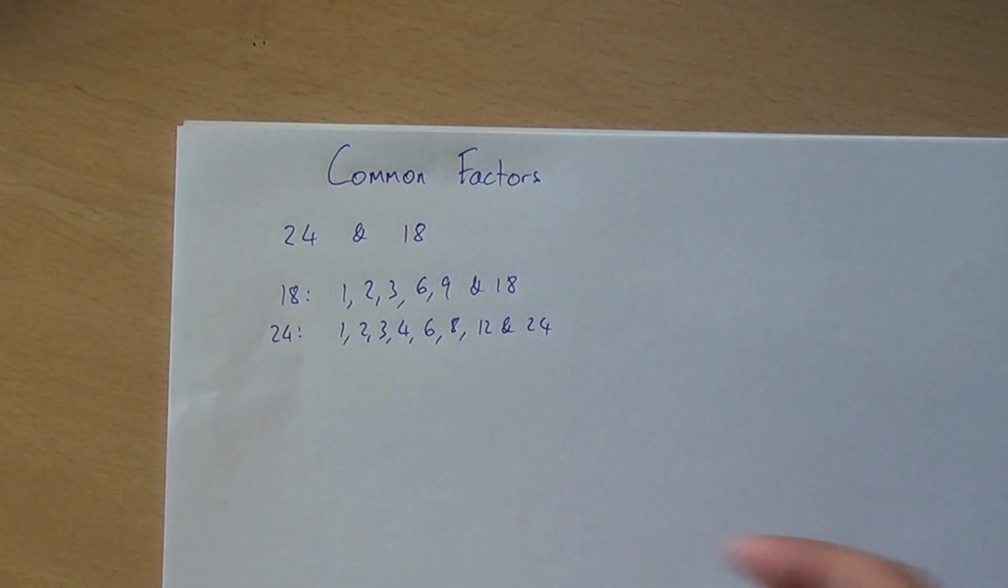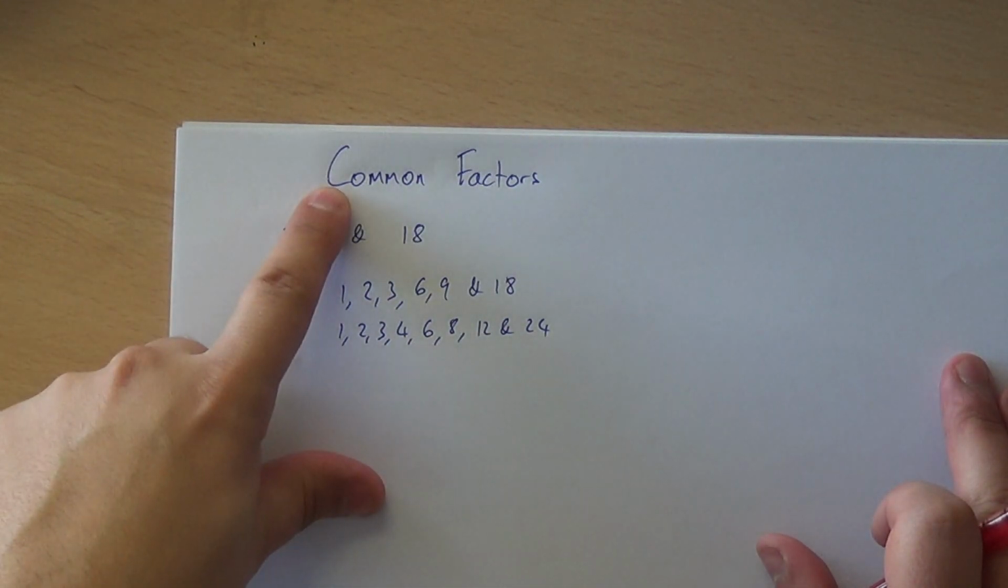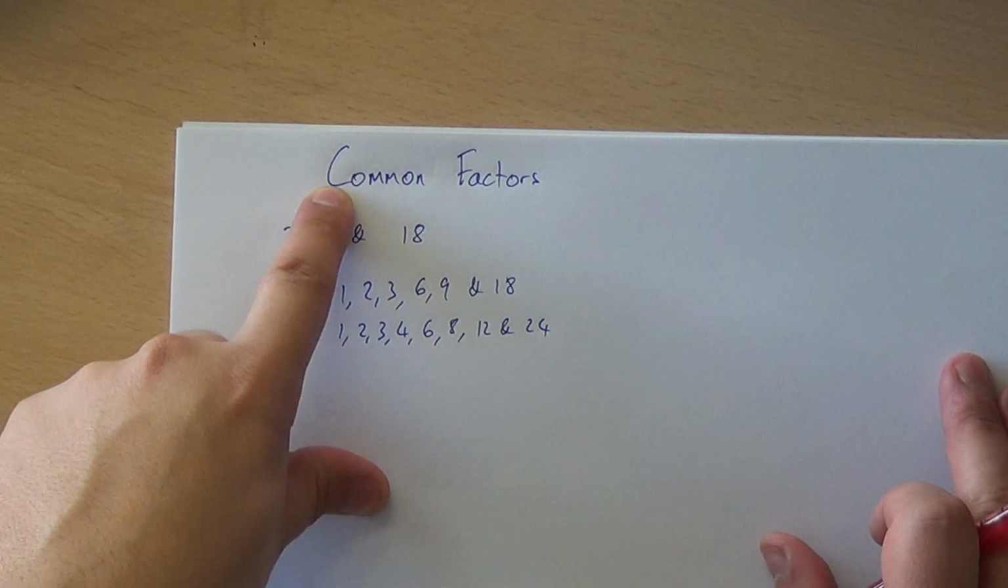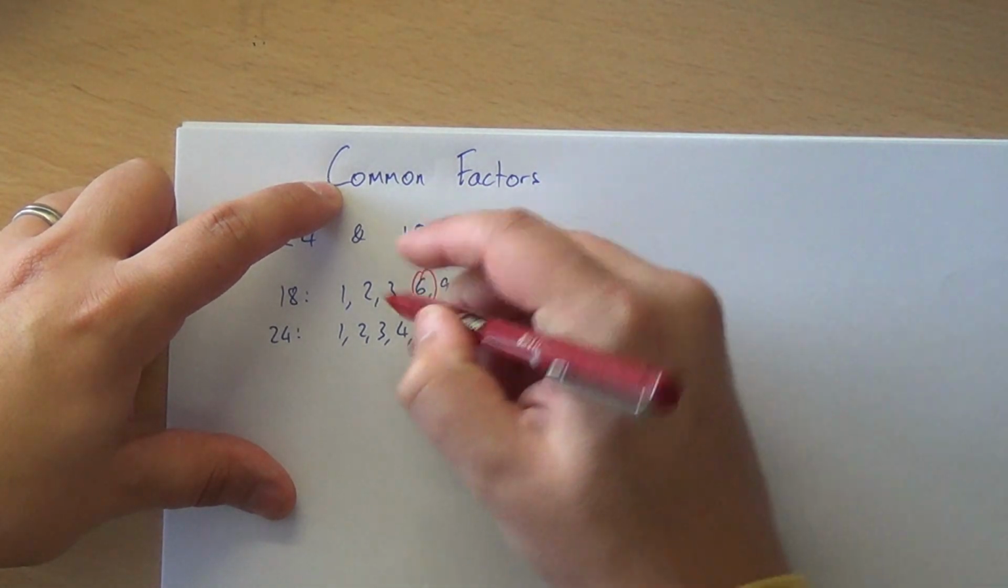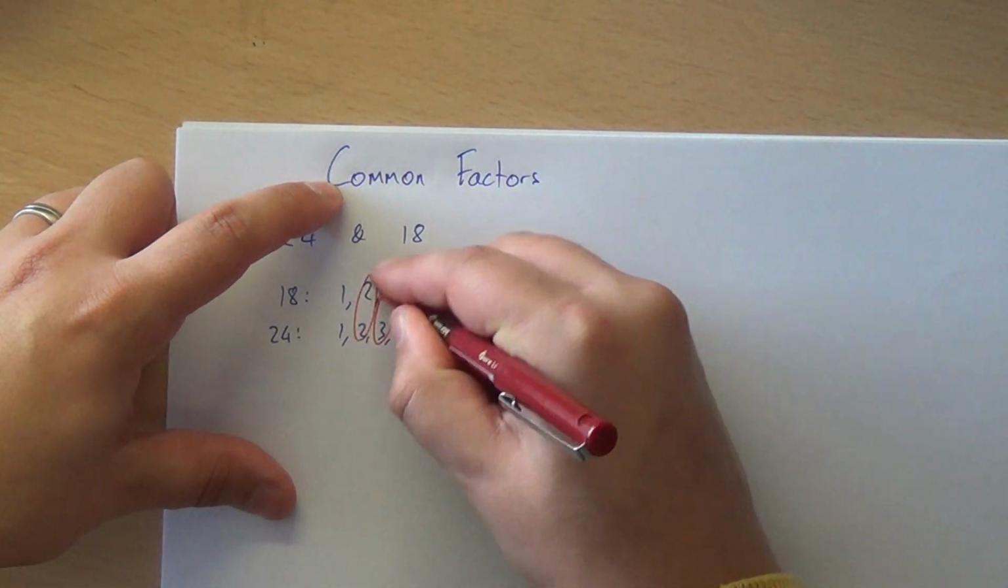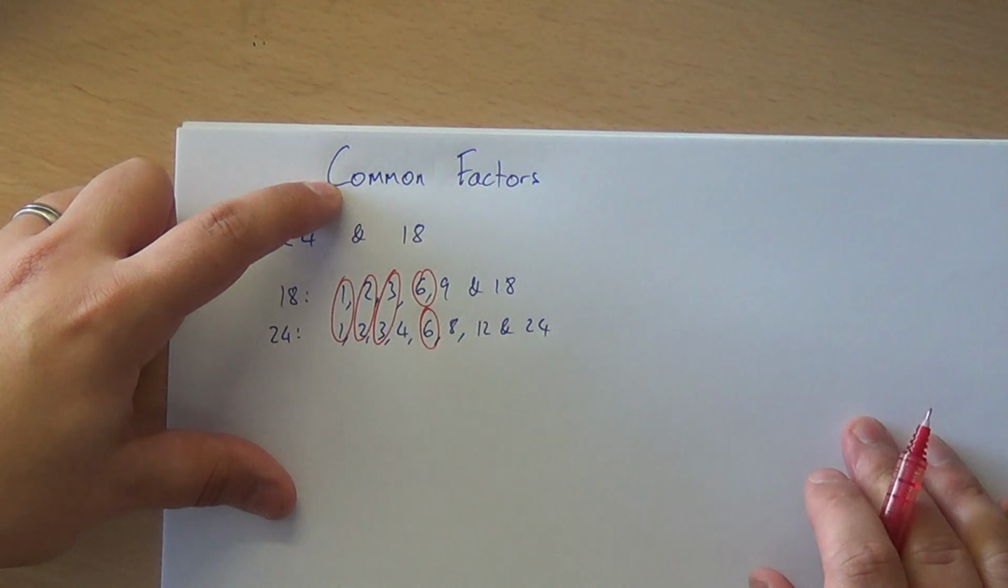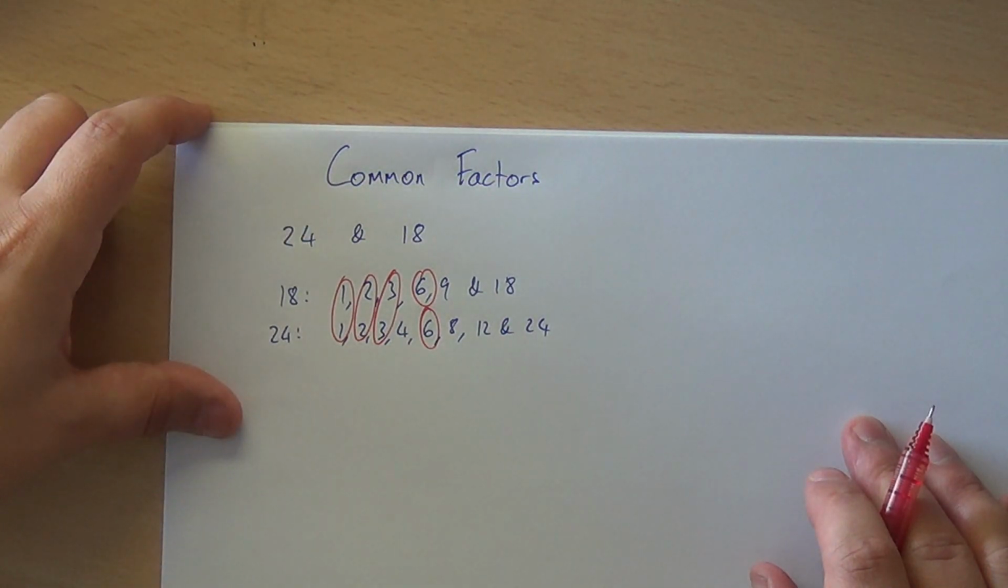We haven't done the full working out here because maybe you can do it in your head, maybe you don't, and you need to do it in full. But once you've got the list, common means the same thing as it did a week ago, which means shared. So they share a 6, they share the 3s, they share the 2s, they share the 1s. So that's the numbers that are in both lists.